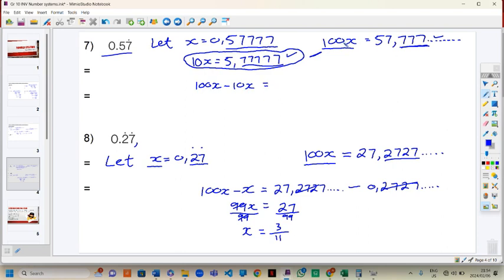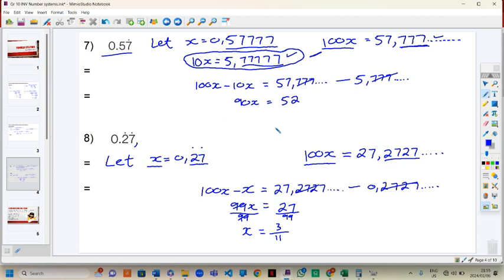What was 100x equal to? 57,777 forever, minus what the 10x is equal to: 5,777 forever and ever. What is 100 minus 10? That's 90x. These 7s are going to cancel each other out. And what is 57 minus 5? That's 52.